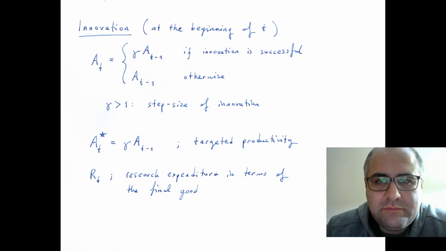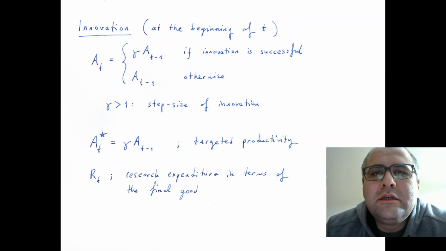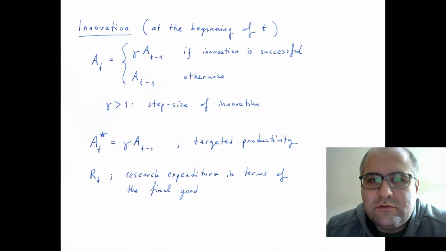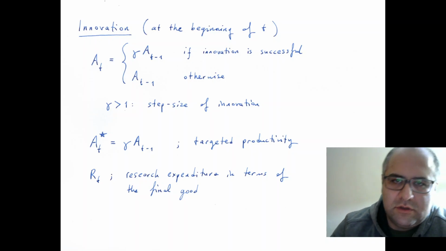And as in the product variety model, we again use RT to denote the research expenditure. The research expenditure is once again accounted in terms of the final good, so the final good is taken from the market and spent on innovation.